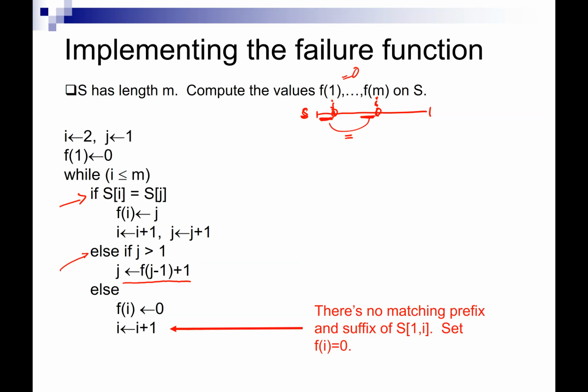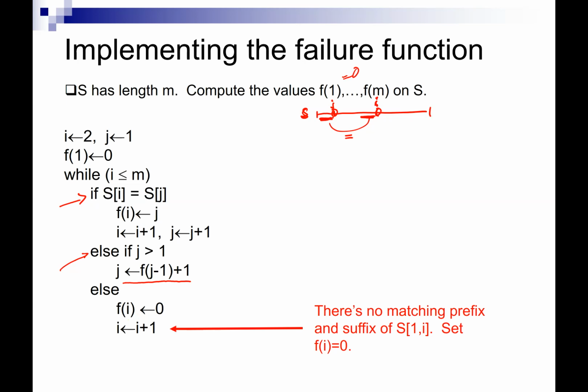Otherwise, if J equals 1, in that case we couldn't even match a single letter of I and J. And in that case, the longest match is going to be 0. So you set f of I to be 0, and then you move on to the next letter of S.